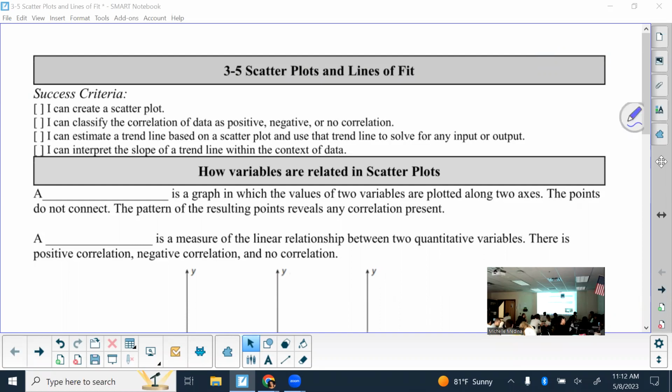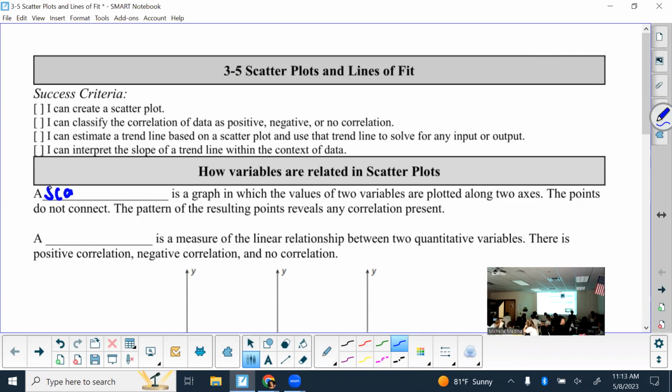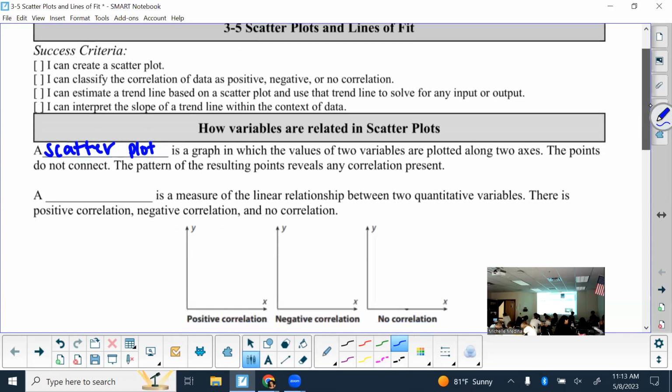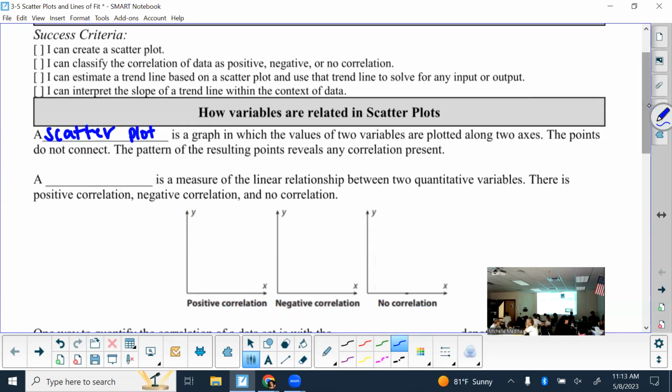This, or what I tell you, might be really helpful for when you take the science classes. All right, but first we have a scatter plot. That's a graph in which the values of two variables are plotted along two axes. The points do not connect. The pattern of the resulting points reveals any correlation present.